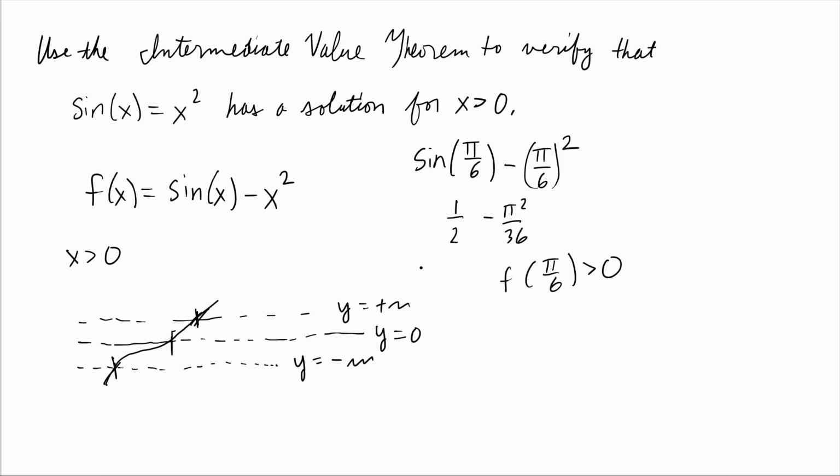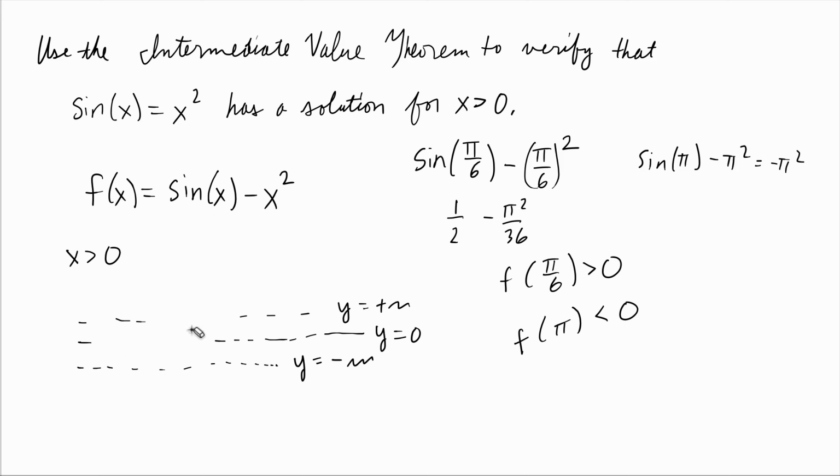Now let's try something else. What if we just did something like pi? If we plug in pi, notice that the sine of pi is 0, minus pi squared. Hey, that's going to be a negative number. That's going to be negative pi squared, which I know is negative, which means f of pi is negative. Well, we have somewhere we're above and below. This is just a description of what the intermediate value theorem is, but in our particular case, it looks like we're going to be going downhill with that instead.